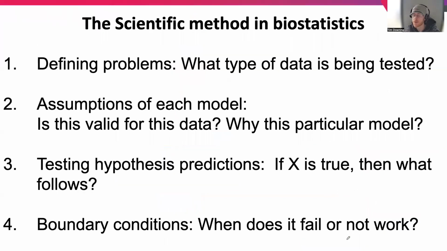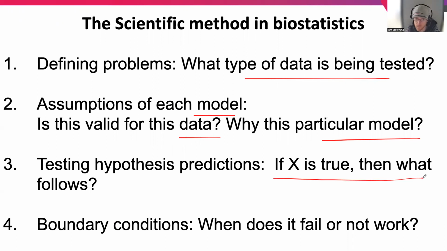So we can ask ourselves questions to help us define what problem we're trying to ask, and that will help us better design studies. So what type of data is being examined? Have you developed a model? Does it work for this data, and why this model? If your hypothesis is correct, then what follows from that? And even if your hypothesis is correct, what are the boundary conditions for that? What would mean that it wouldn't work, or wouldn't work to a suitable, acceptable standard? So which model is actually a big question.